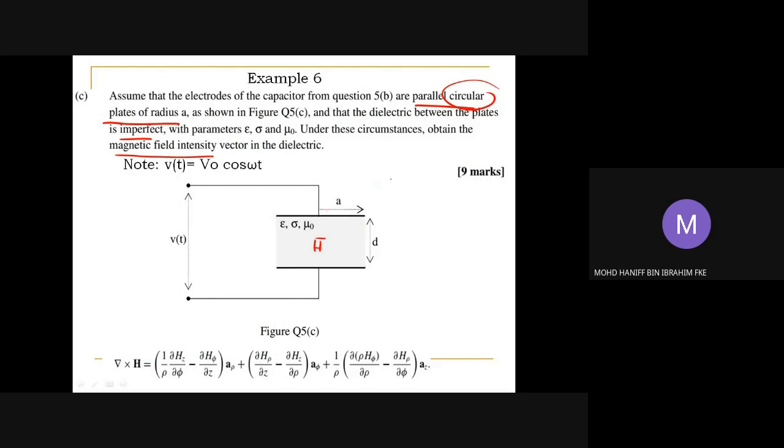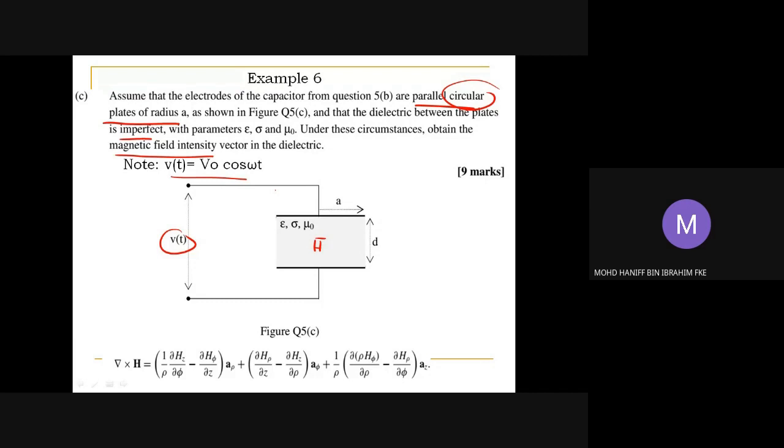So the question is somehow different from what we had in the previous example. You need to find the H field inside the dielectric. We know that the voltage applied across the capacitor is given as V(t) equals V0 cos omega t, which means the voltage is time varying, which is an AC voltage. So we need to find the H field inside the dielectric.